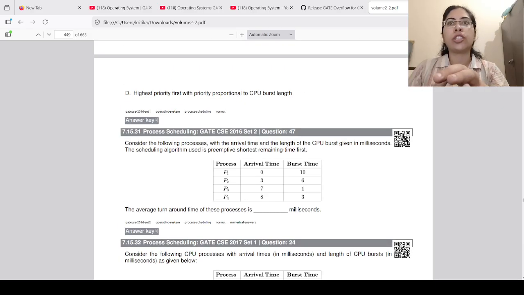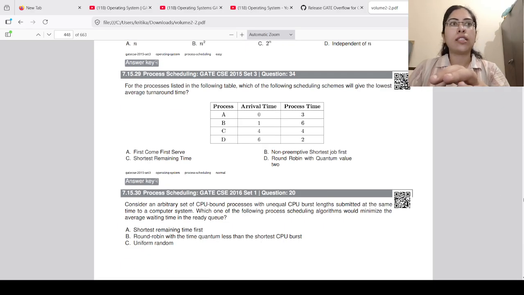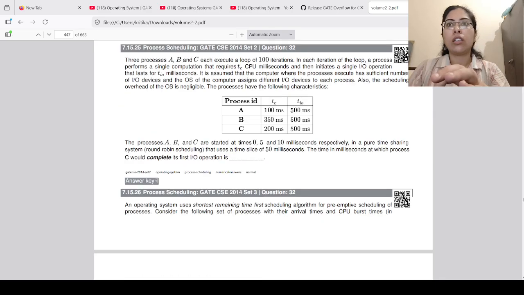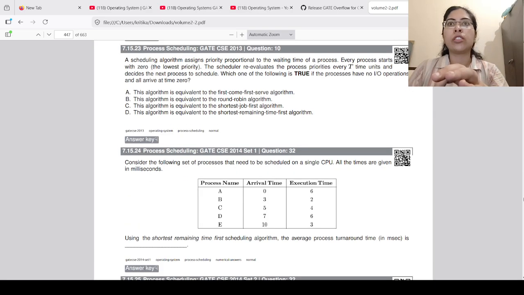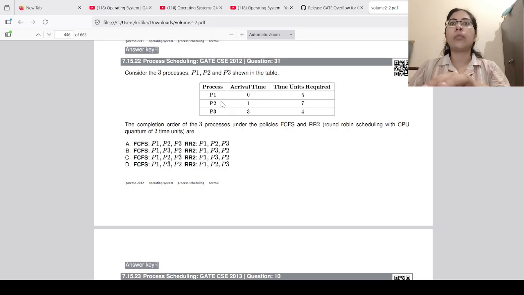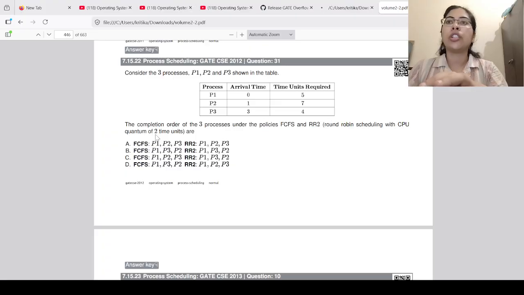This is process scheduling. Just simply click the process scheduling. Let's say you practice this question. Just simply solve this question. This is a very easy question. Let's say three processes, FCFS and RR scheduling. In round robin scheduling the time quantum is given and you have to find out the completion order.